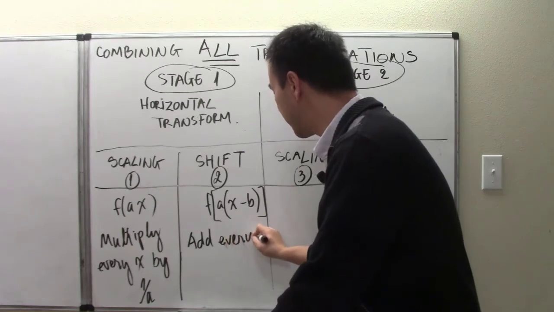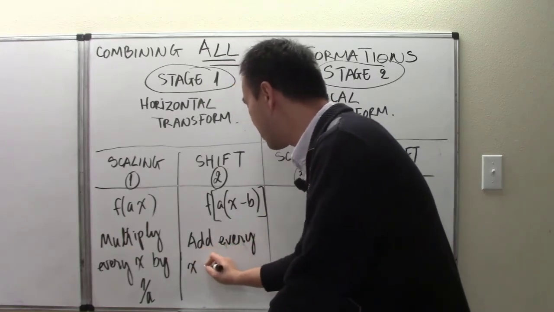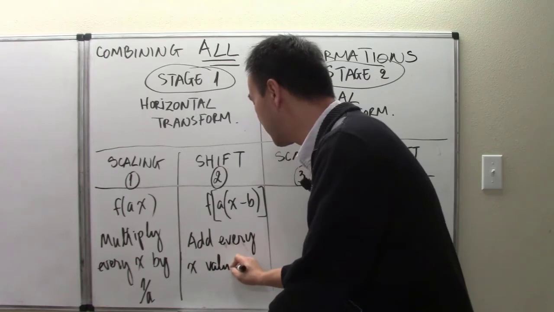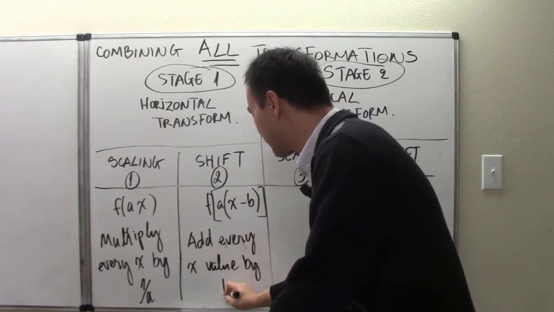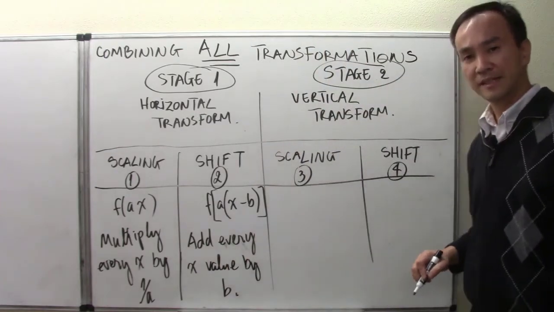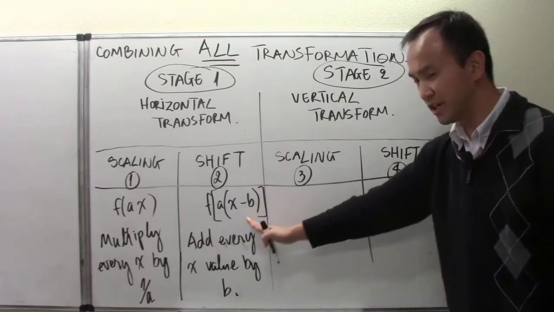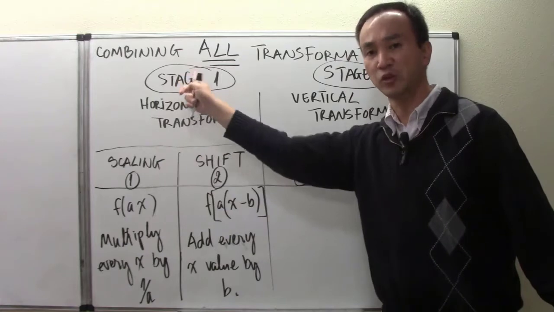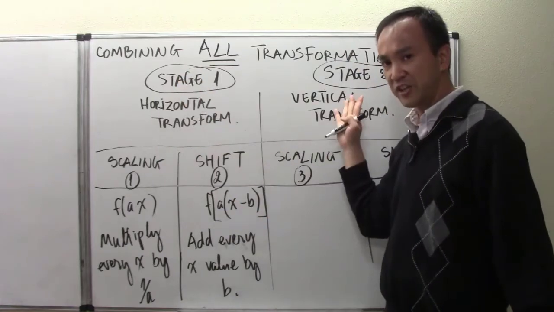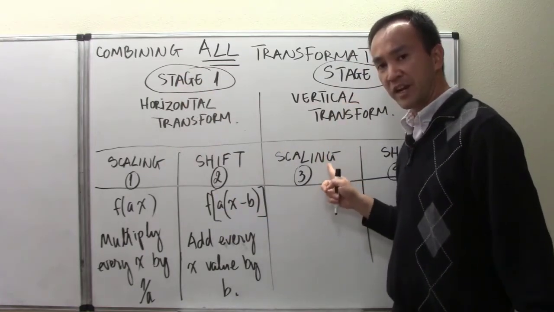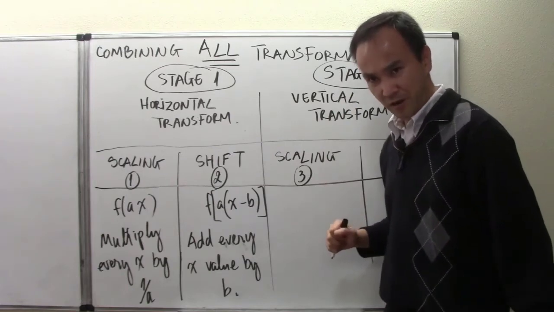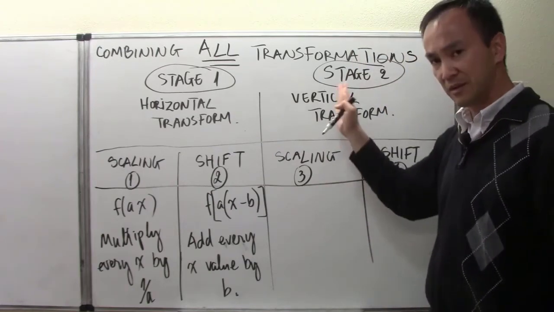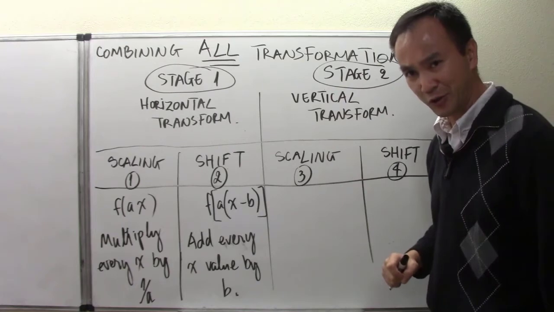Add every x value by b. And now we're done with step 2, which is the last step among stage 1. And now we're moving on to stage 2, which is getting us ready for step 3 right here. So step 3 and step 4 belong to stage 2 of our transformation work.